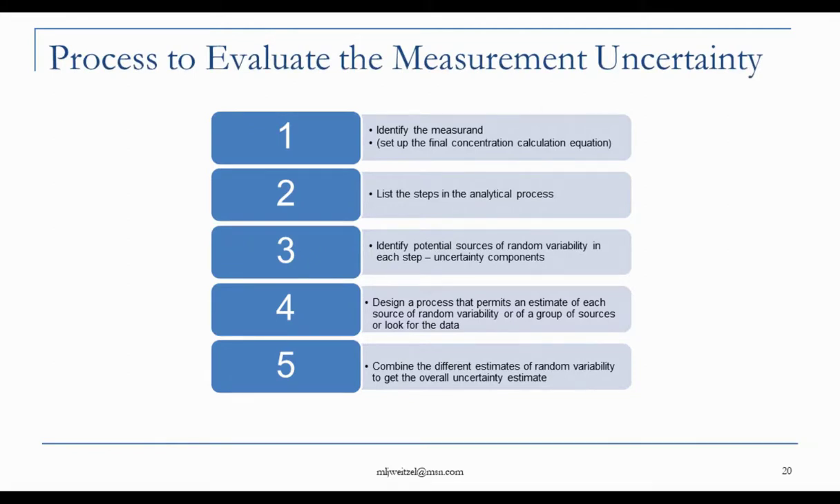One, you identify the measurand, which includes the analyte. And then you list the steps in your analytical procedure. And from that, you can identify potential sources of the random variability in each step. Those are the uncertainty components. And you design a process that permits an estimate of each, and then you combine them all together. And that step to combine them all together, we'll see that equation in our example.